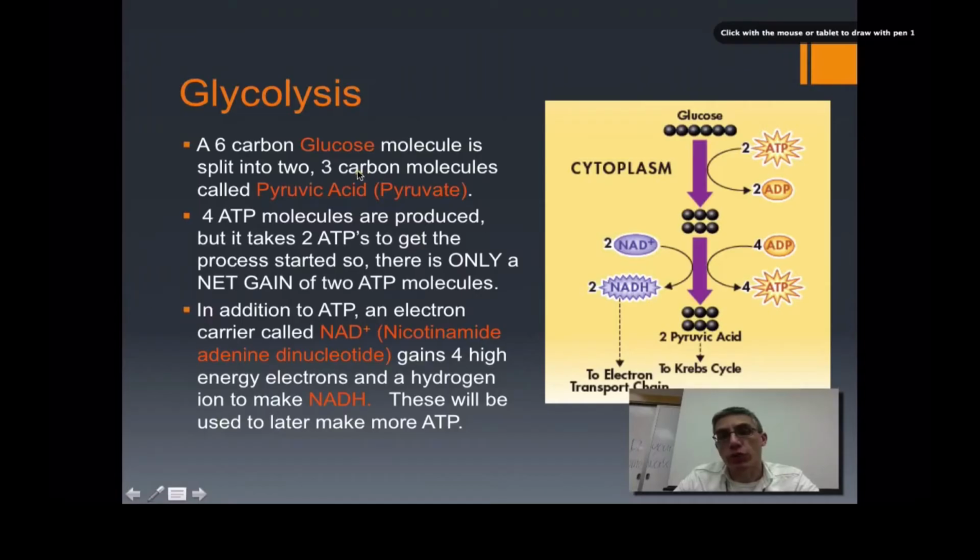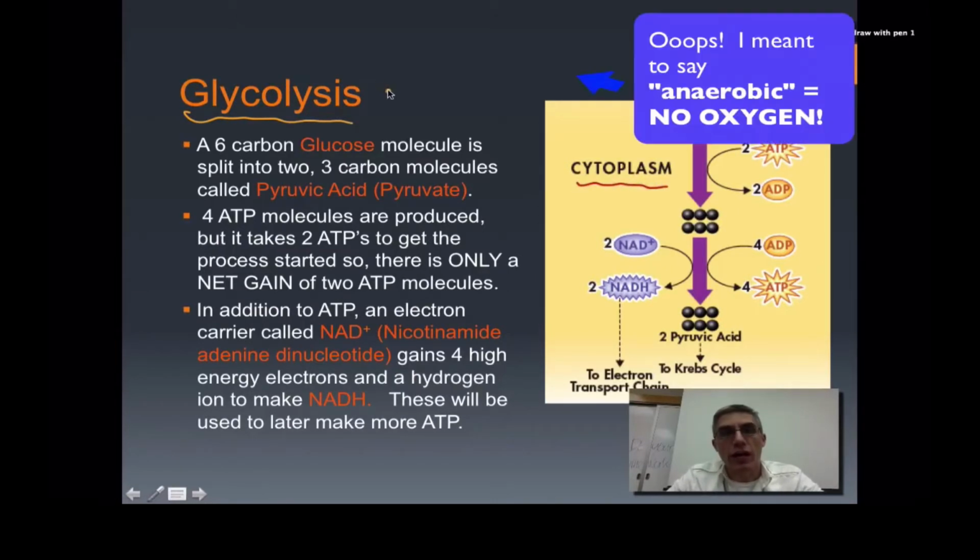So the first process we're going to look at is the process called glycolysis. Now remember, glycolysis is going to occur in the cytoplasm of the cell. And glycolysis is considered an anaerobic process. And remember, anaerobic basically means no oxygen. All right, so this process does not have to occur in the presence of oxygen.